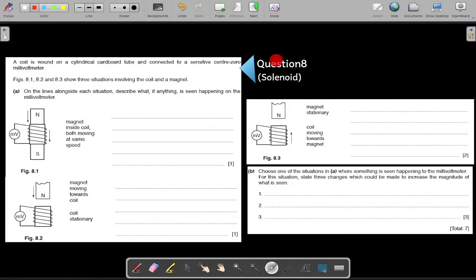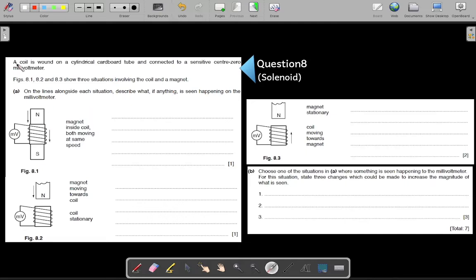So now we are on practice question number 8 on electromagnetism. The topic for this question is solenoid. This is your IGCSE past paper question. Quite a quick and easy question, a 7-mark question. If you want, you can pause the screen for a while, come back and look at the solution of it.